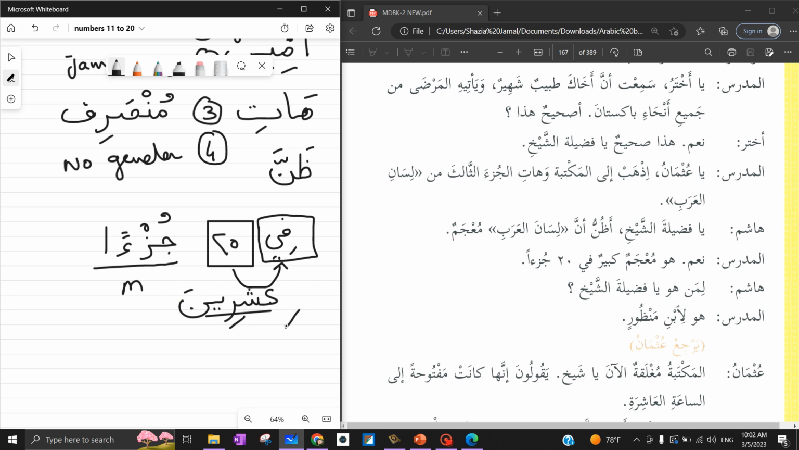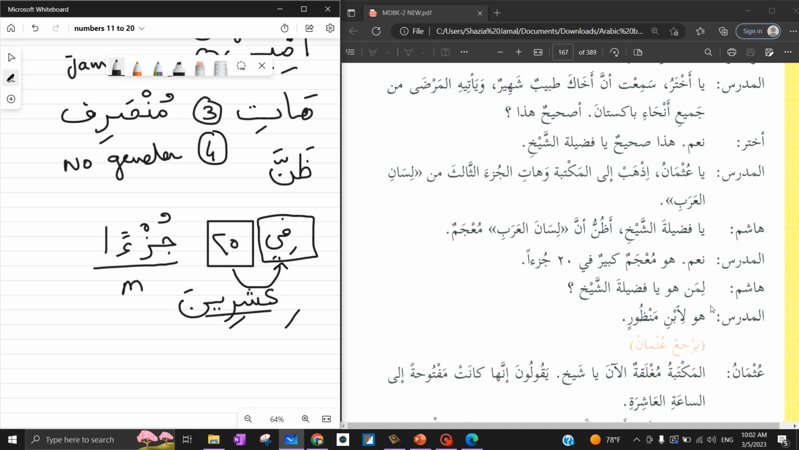So this was the short revision for the uqood. I keep on repeating the rules, the grammar rules and number rules, wherever possible, because grammar is actually learned by repeating, not by memorizing. So it's good that you stop and then repeat the rules. It will become easy for you, inshallah, in future to remember it.